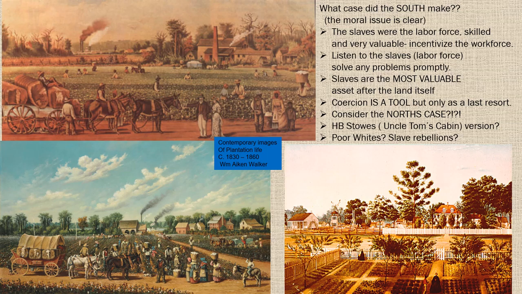So the South had a lot of influence in the Senate. But now the power is exactly equal. There are 12 Southern states and 12 Northern states. And because each state gets two senators, the balance of power in the Senate is exactly equal. And that's what the Missouri Compromise is all about.